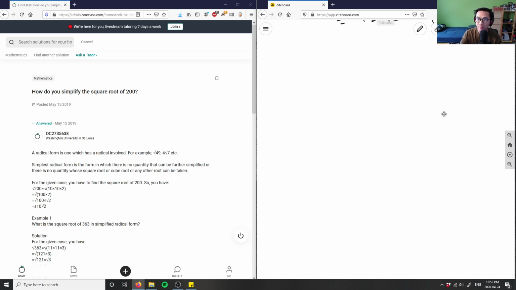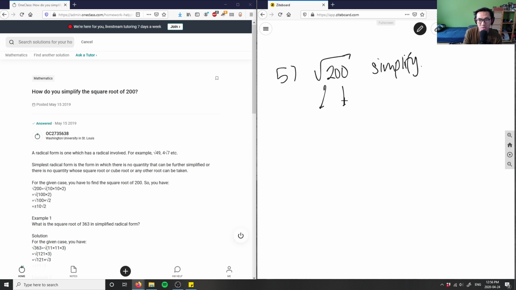That is question 5 here. It's asking, how do you simplify the square root of 200? So I have square root of 200, and it says simplify here. When we talk about simplify, we're talking about writing them in terms of exact values. So again, I'm figuring out how I can break up this radical into 2 parts. I can definitely just divide by 2. So I'm going to put 2 times, and divide 200 by 2, which is 100. So this is square root of 2 times 100 here.